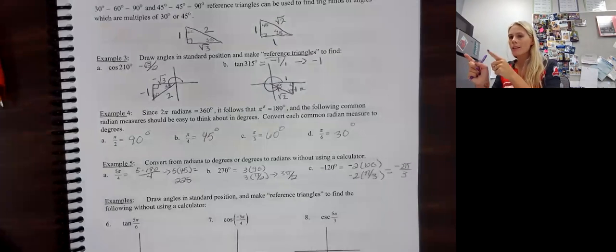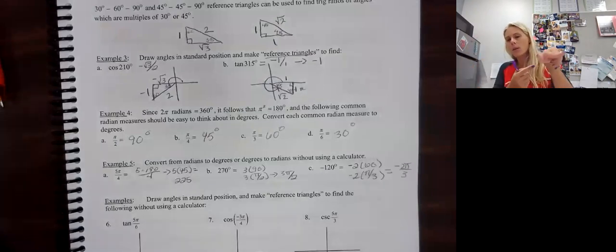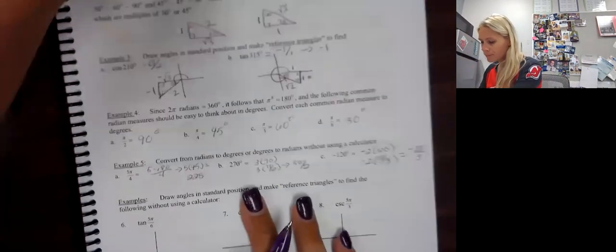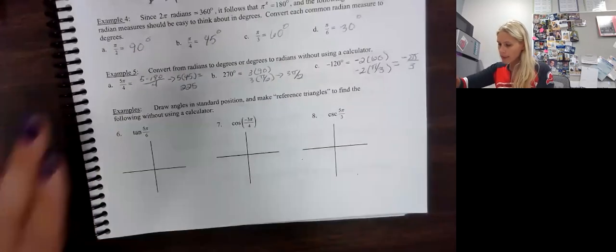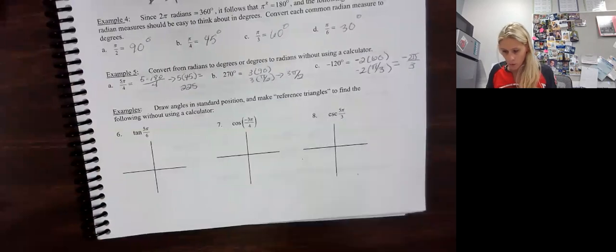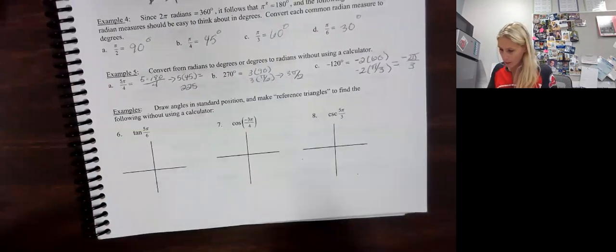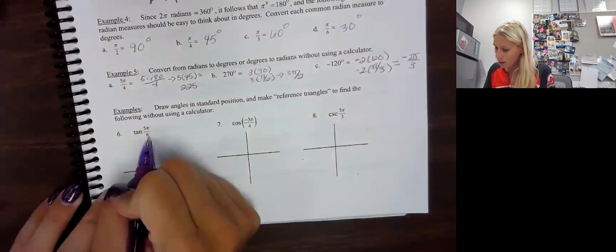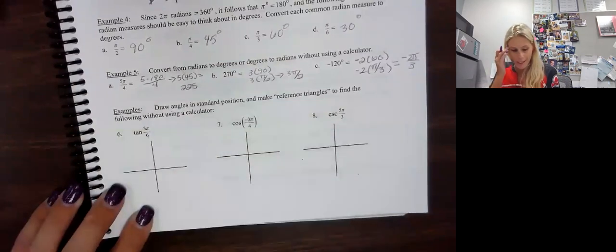Counterclockwise is your positive degrees. Clockwise is your negative. So let's draw some angles in standard position and make reference triangles without using a calculator. So 5 pi over 6. Again, if you need to do that in your head, go for it.